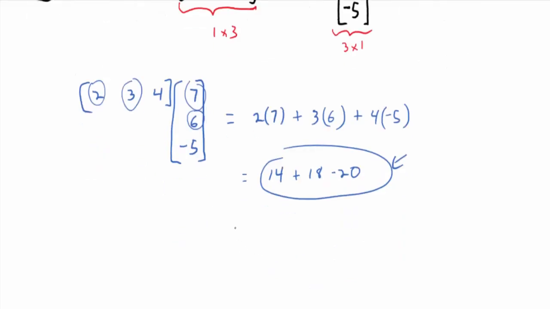Okay, anyway, what do those add together to be? I think it's going to be 12, isn't it? Yeah. So in your mind, the easy way to do that is to do 18 minus 20 first, negative 2, right? Plus 14. Okay?